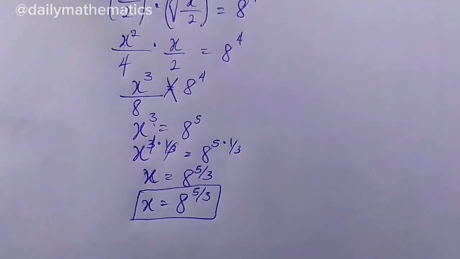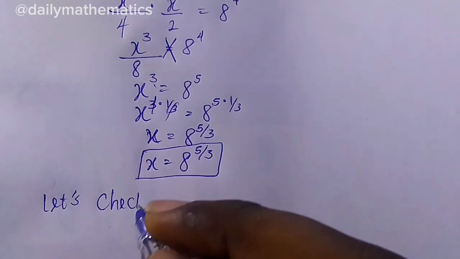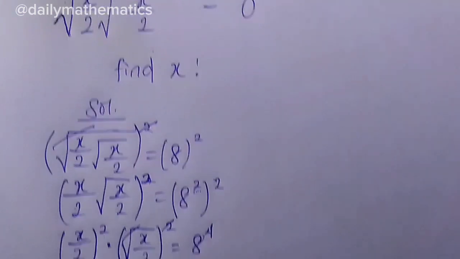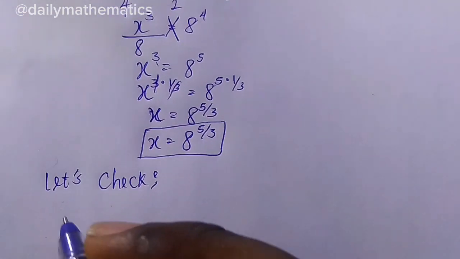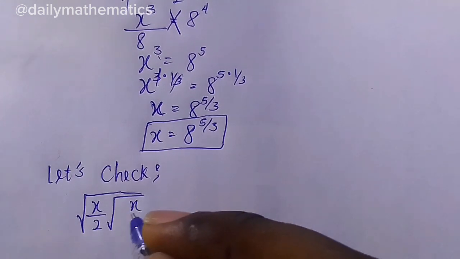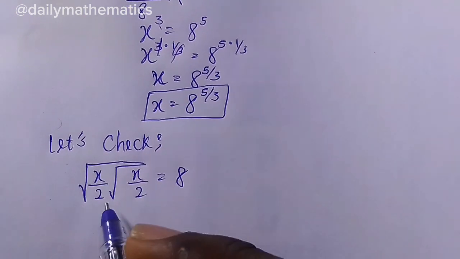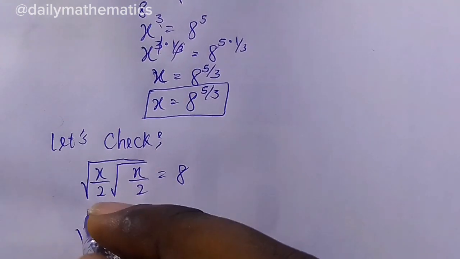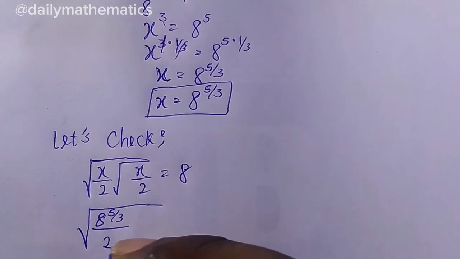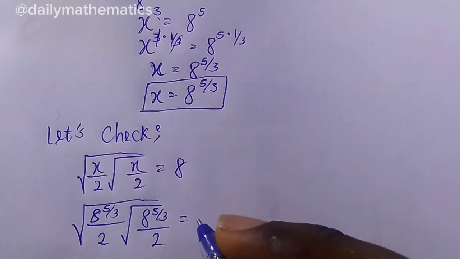Now how do we verify? Let's check our answer if it's correct. So we have x equals 8 raised to the power of 5 over 3. From the original question, let's try it in. The original question was root x over 2 and root x over 2 equals 8. Now wherever we see x, let's substitute the value for x in this equation. So from here we have root 8 raised to the power of 5 over 3 over 2, root 8 raised to the power of 5 over 3 over 2, equals 8.